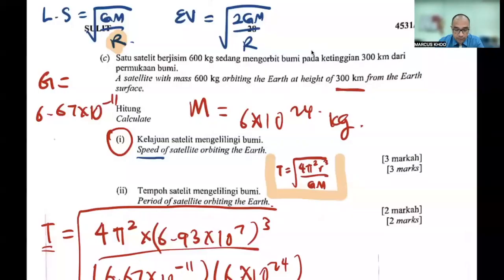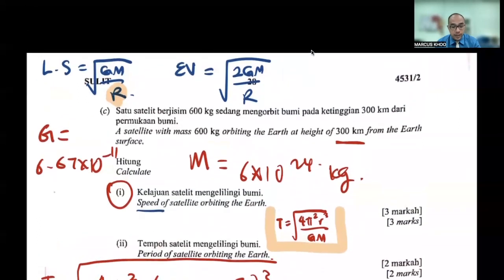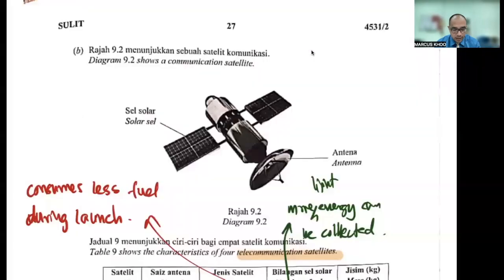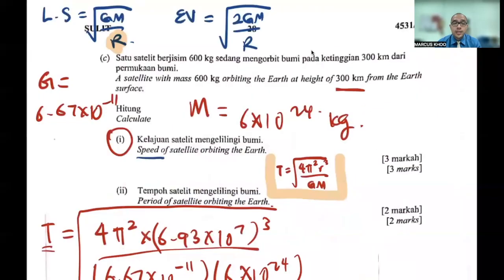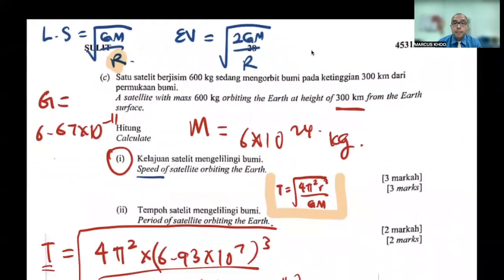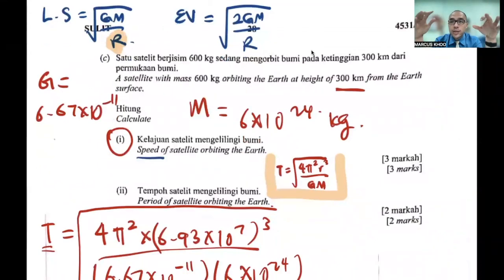Okay, now a satellite with mass of 600 kg orbiting the Earth at height of 300 km from the Earth's surface. Calculate the speed of the satellite orbiting the Earth. Okay, speed of the satellite orbiting the Earth is the linear speed. Oh, sorry, I made a mistake. Actually, just now, escape velocity is not GM over r. Escape velocity is square root of 2GM over r. Okay, my bad. Escape velocity is square root of 2GM over r because linear speed is square root of GM over r. Okay, but this one you need to be careful, and I would like you actually to stop and pause this video and try this question on your own.